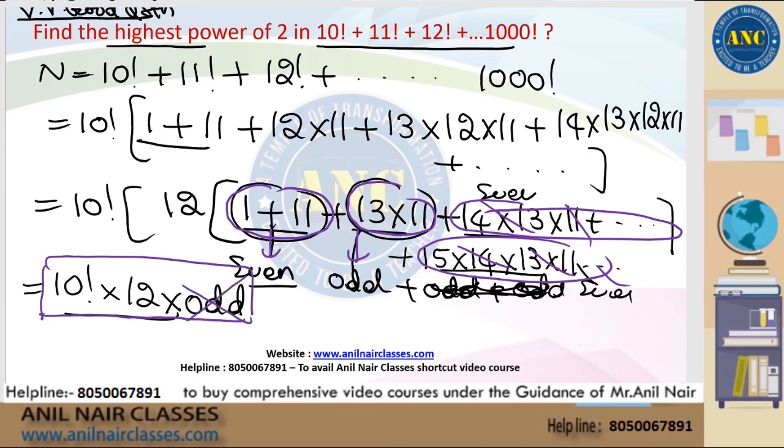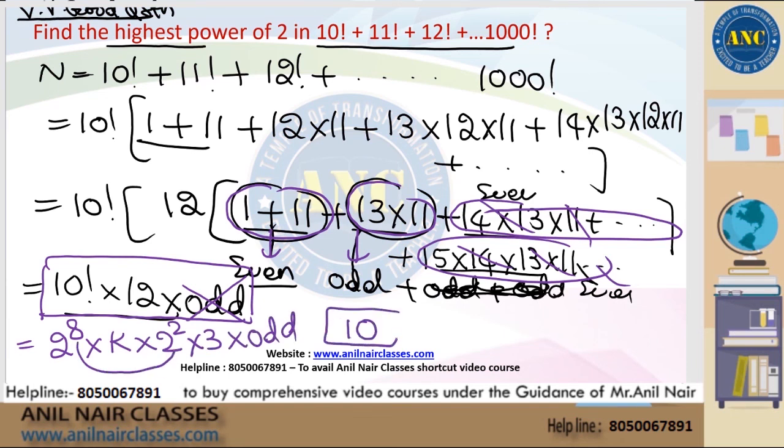Odd number will not have any powers of 2. 10 factorial I got 2 power 8 into k. 12 is nothing but 2 square into 3 into odd. So this is nothing but 8 plus 2. 8 plus 2, what is the answer? 10. I hope it is clear, right? Answer for this question is 10.